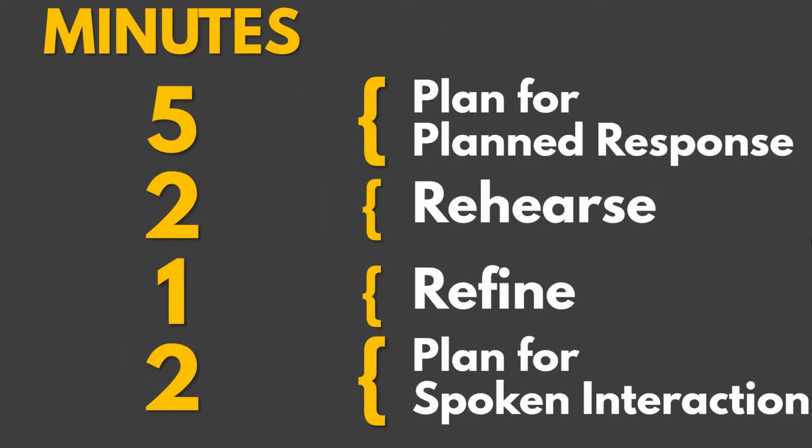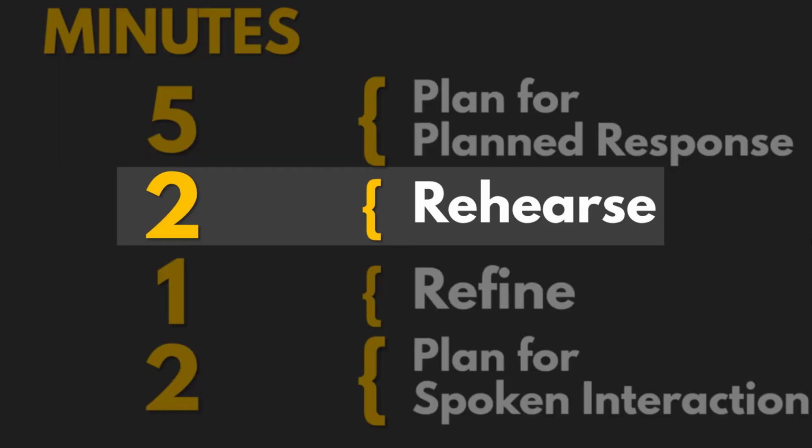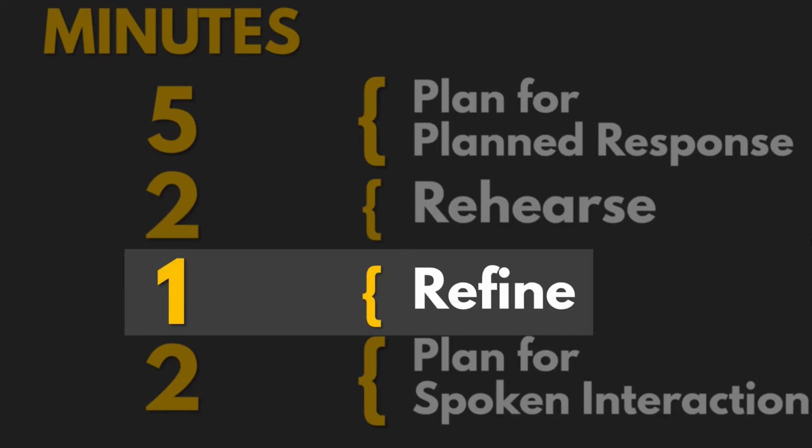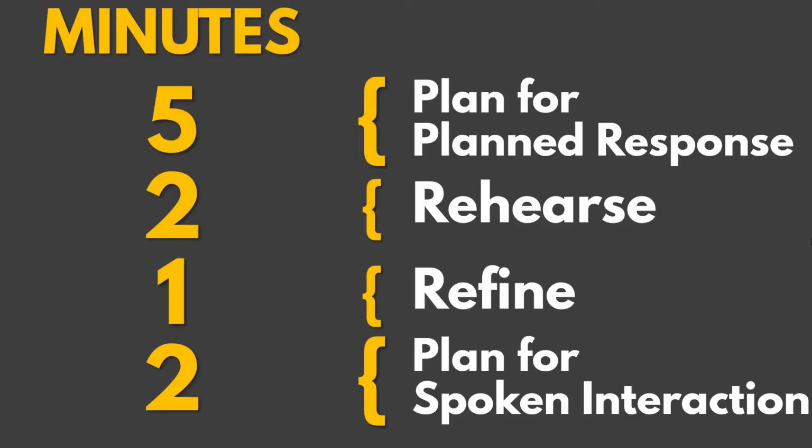Remember the magical number? What I'm saying is that you can use it to plan your response. For your planned response, for 5 minutes including the watching time, you rehearse for 2 minutes, you can refine for 1 minute, and last but not least, you can plan for a spoken interaction for about 2 minutes. Please feel free to adjust, but this is just a guideline and it is not a hard and fast rule. Whichever helps you prepare adequately for both sections would most definitely be ideal.